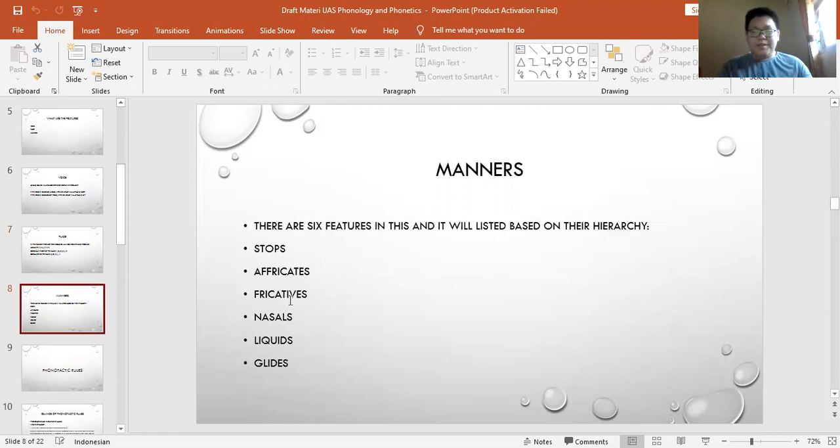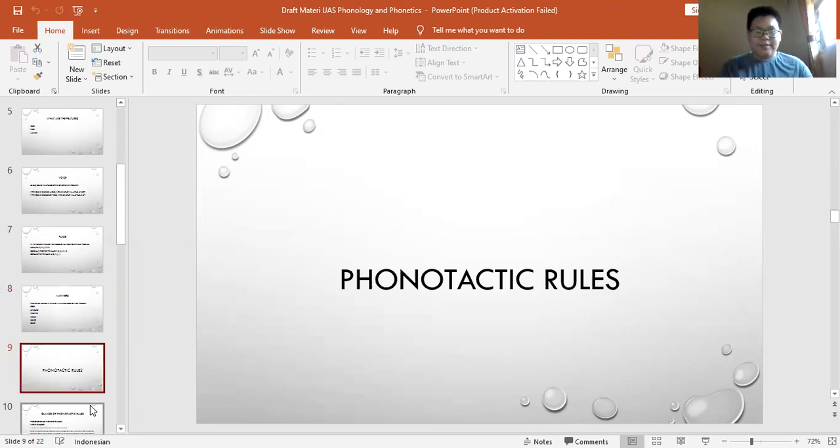The third is manner. There are six features in this, and they are listed based on their hierarchy. The highest one is stops, followed by affricates, fricatives, nasals, liquids, and glides. Okay, that's all for phonological features. Next is phonotactic rules.